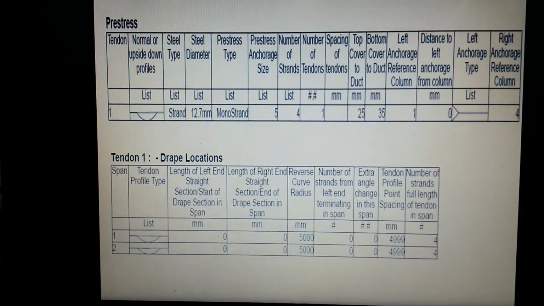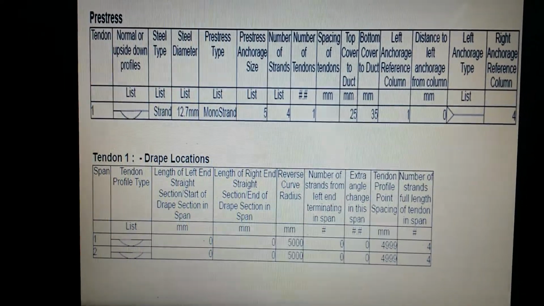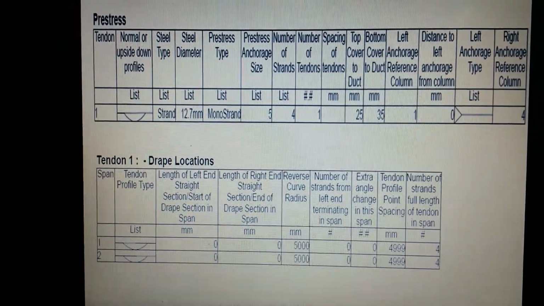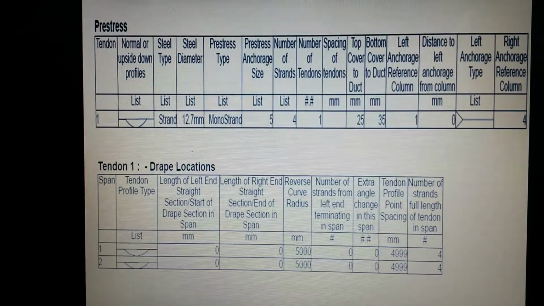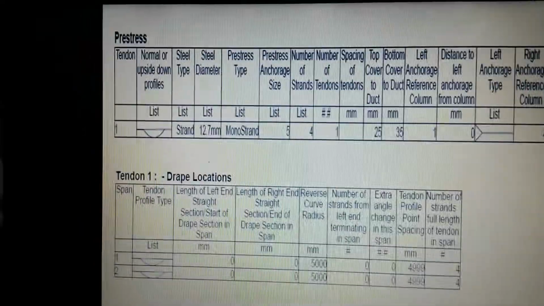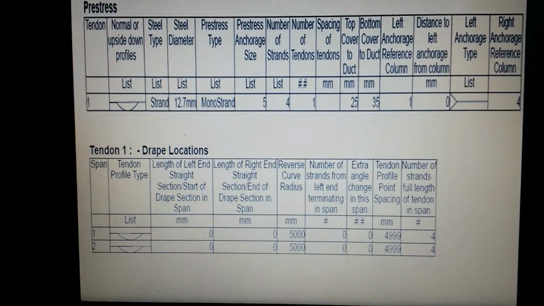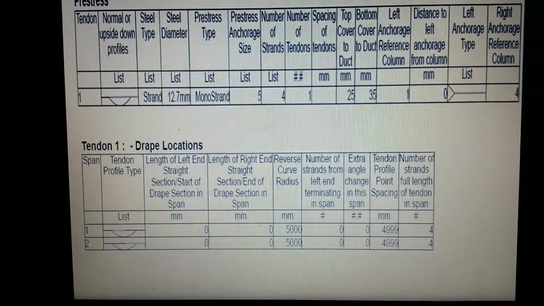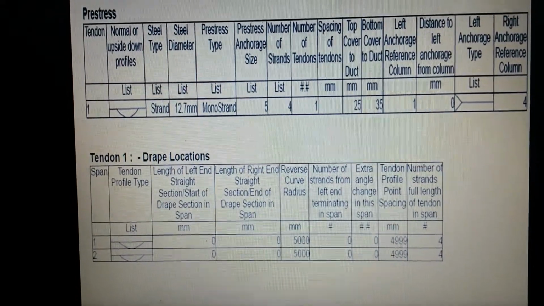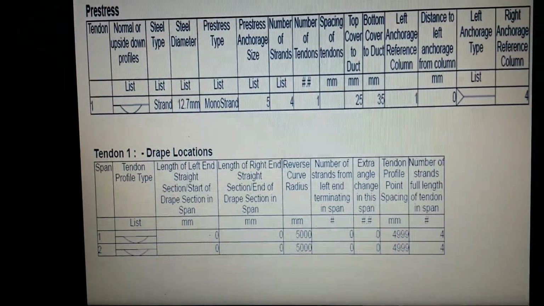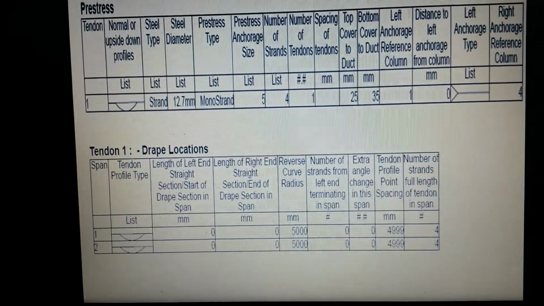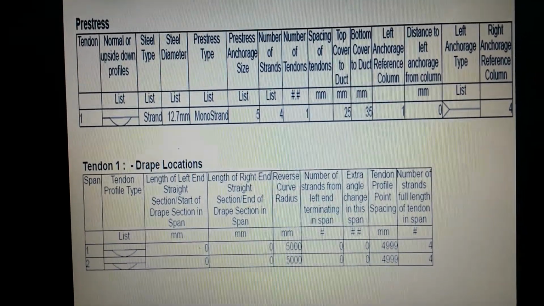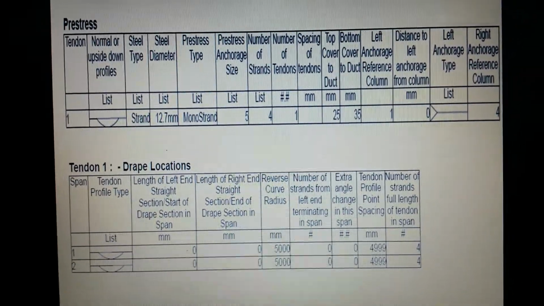And coming up to the design part, it is the design of pre-stressing. The profile of the strand is parabolic, and the strand diameter is 12.7 mm. The type is monostrand, and the anchorage size is 5, that is it can take up to 5 strands, while we have provided only 4 strands in the anchorage. The spacing of the tendon is 1 meter, while the top cover is 25 mm and the bottom cover is 35 mm.